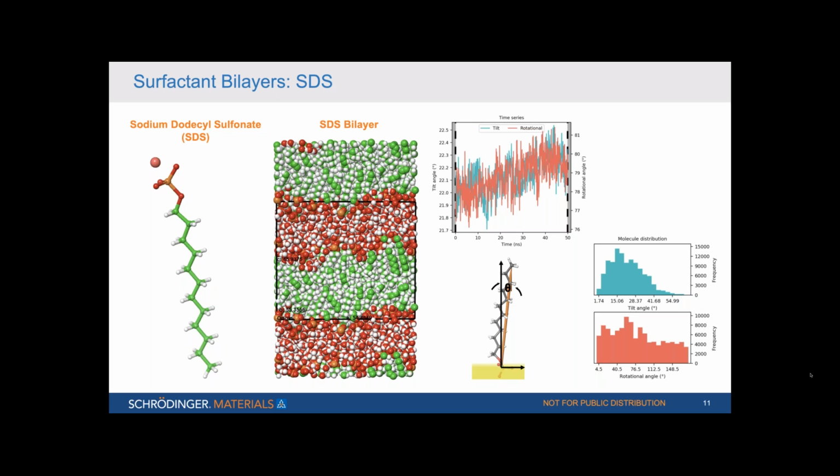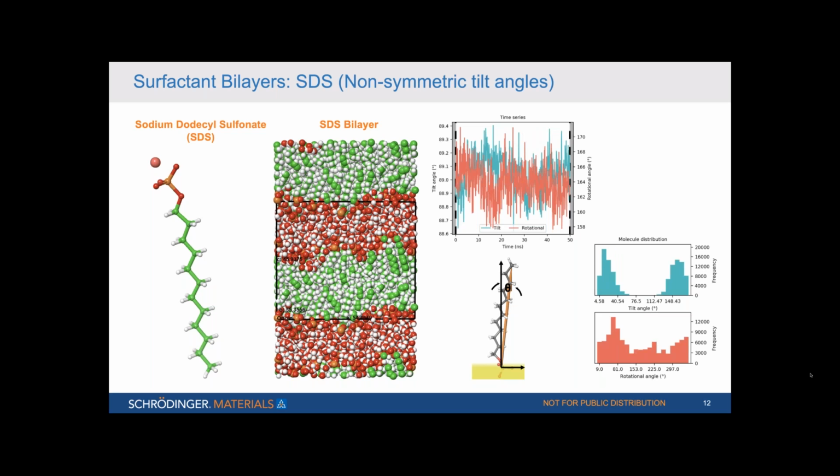It might change or evolve over time if we're looking at stability or evolution, or if we've added something else into the system. But we can get this information, and that's all well and nice, but maybe we want to look at non-symmetric angles because symmetric are nice and uniform. And so in this case, we can see that there's a distribution that's bimodal. You have two different ranges of tilt angles, and it might slightly change your rotation angle.